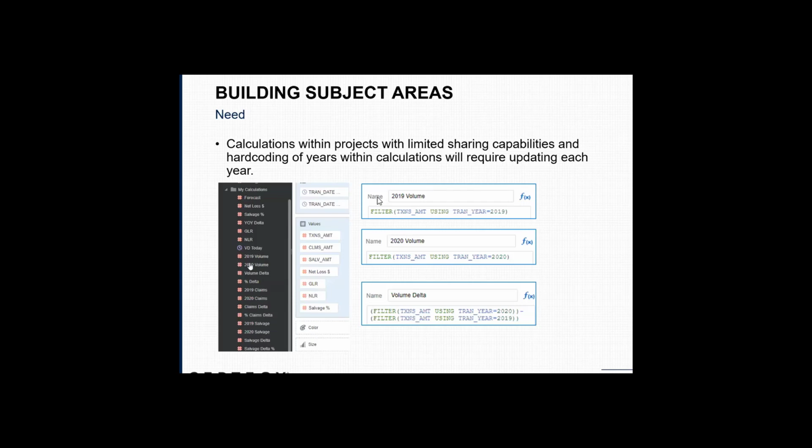And then one of the final things that we really noticed was also that they had a lot of calculations within the projects themselves. These are really good calculations and they're needed, but they're more difficult to share across the organization. So having one place that everyone could share them and all the calculations would be the same, that would be ideal. And then the second thing we noticed when looking at the calculations, you have a lot of 2019, 2020 volumes, and then you have the difference.